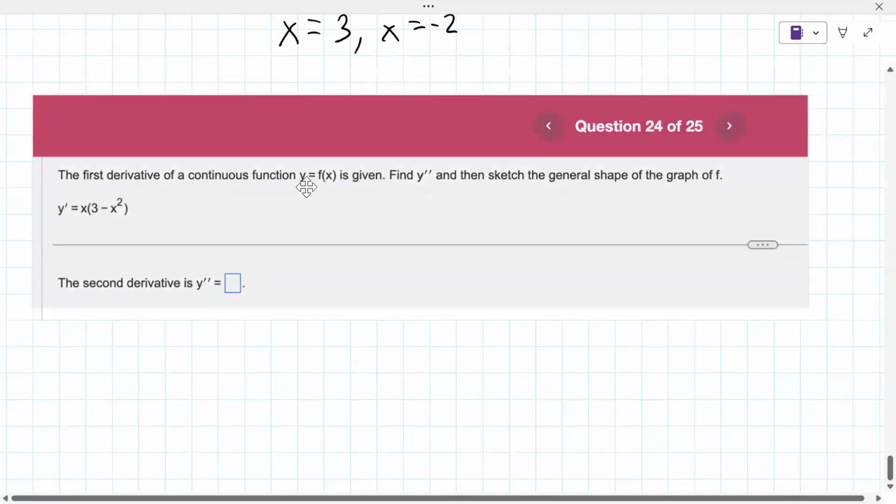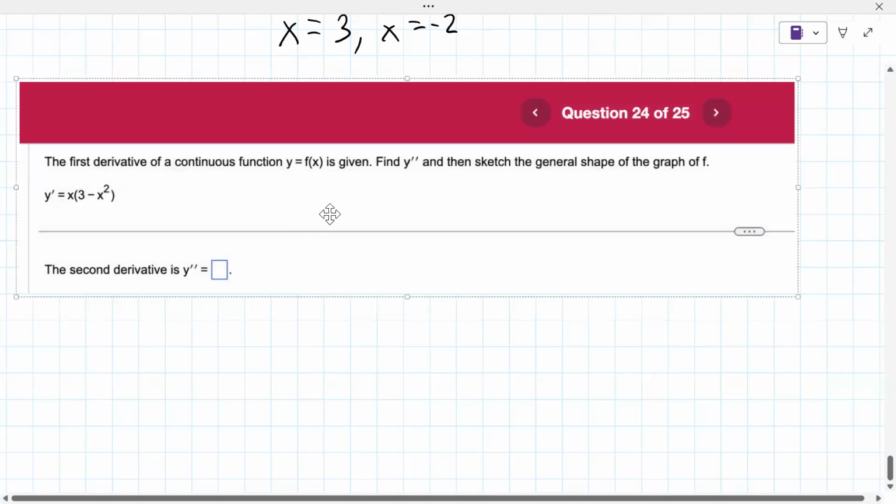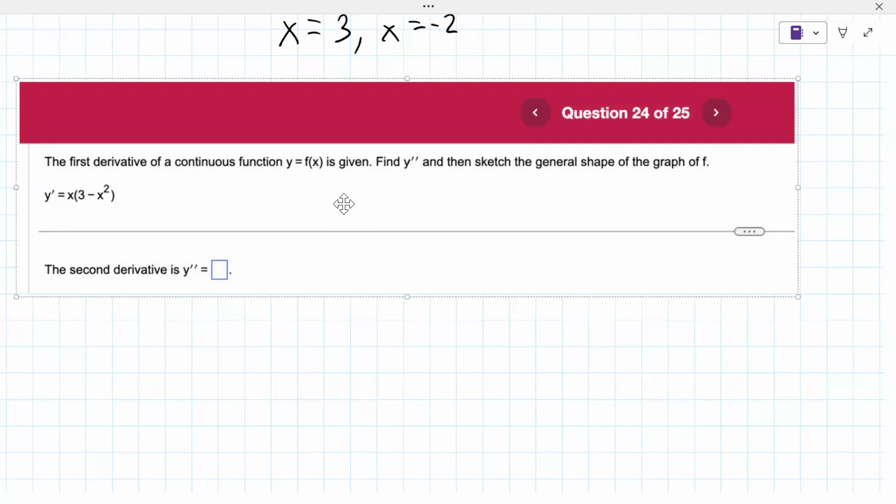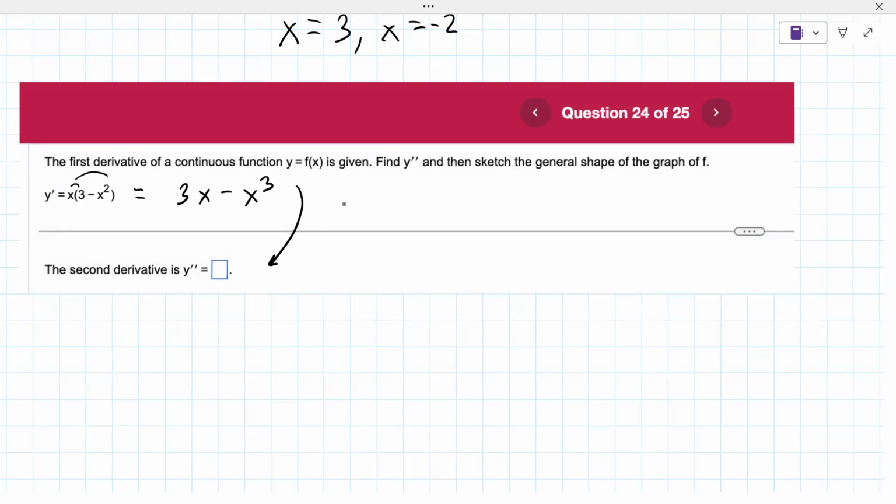24 here. The first derivative of a continuous function is given by this function here. Find the second derivative. The best way to do this is actually distribute the x in first. So it's 3x minus x cubed, and then take its derivative. It'd be 3 minus 3x squared.